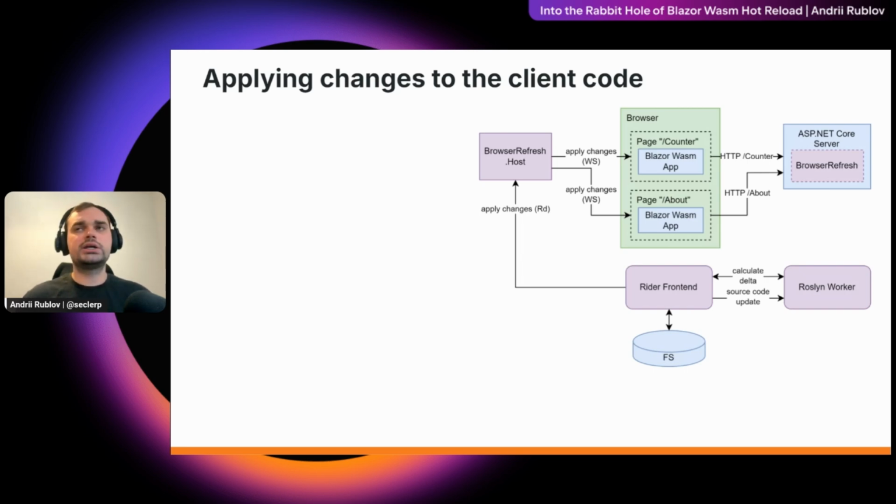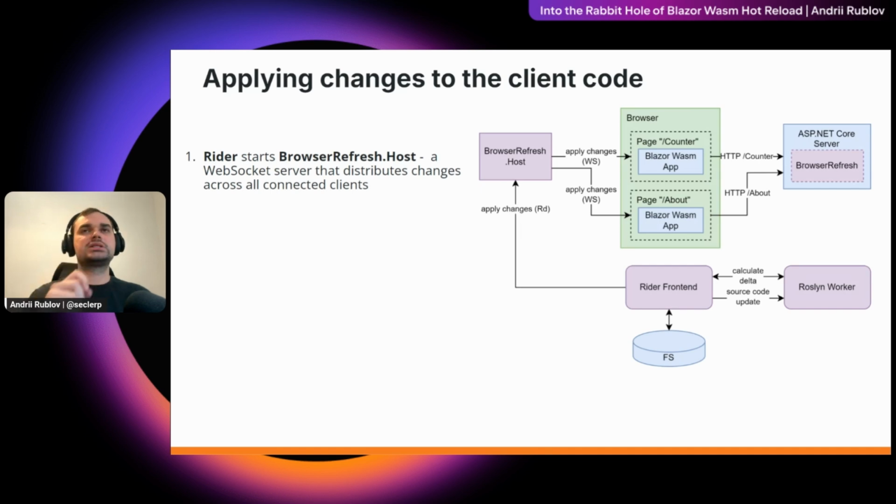It's the internal Rider protocol that is used for almost all inter-process communication in the Rider ecosystem. Also worth mentioning is the browser refresh library at the right side. It's a library that is injected into the application server-side code in a special way, thus affecting the client infrastructure that is returned from the server using HTTP. So now let's go directly to the sequence of generating and applying these changes.